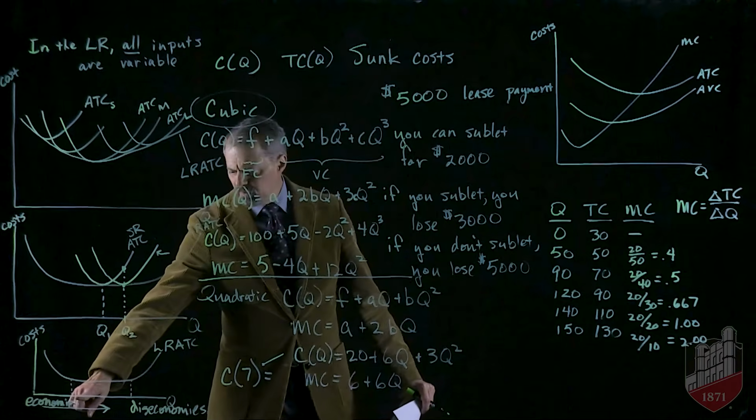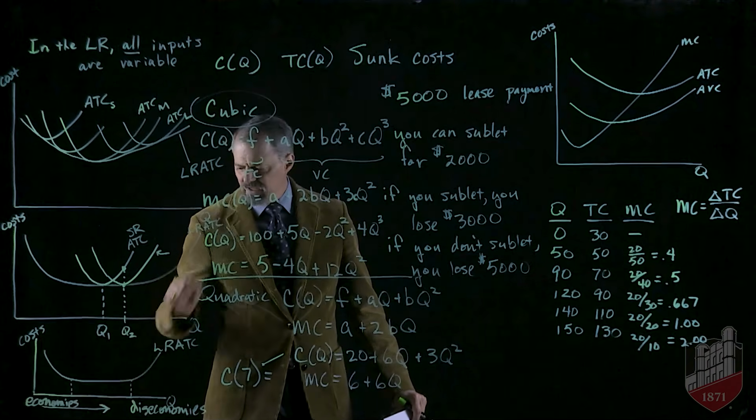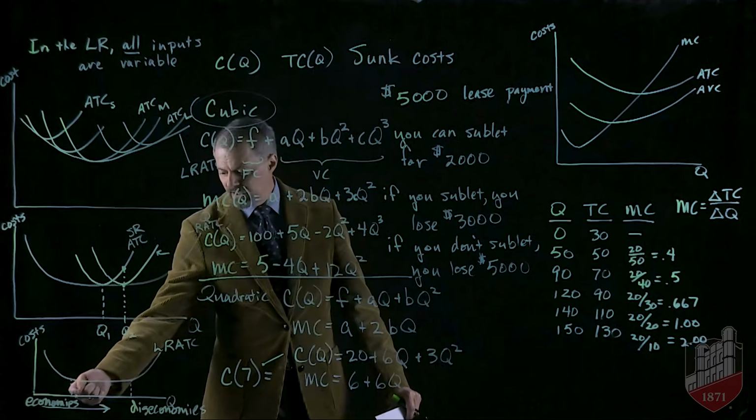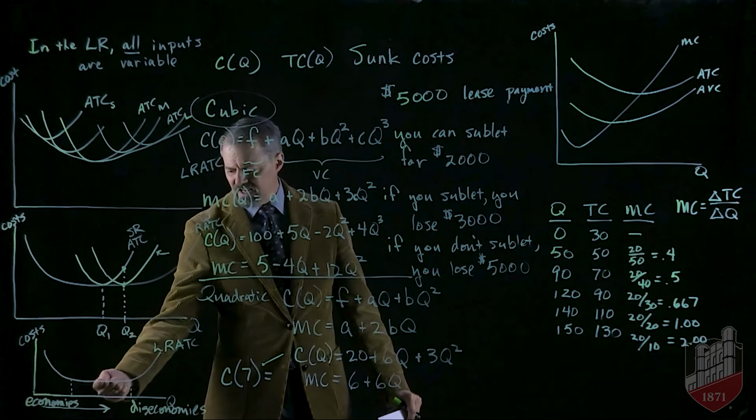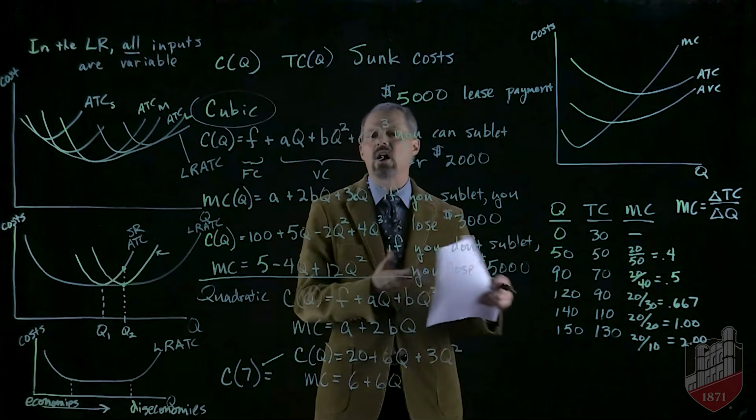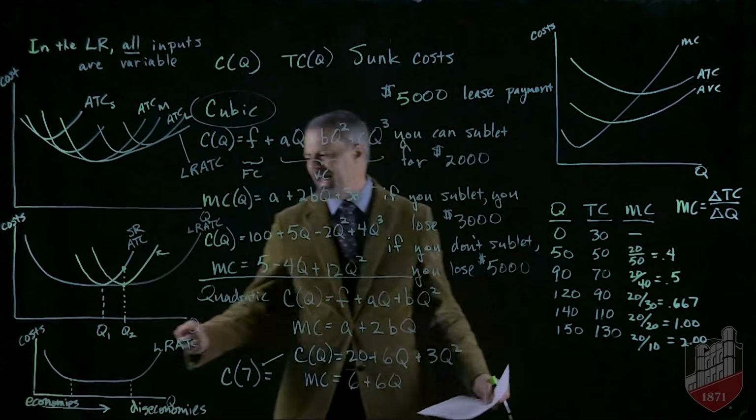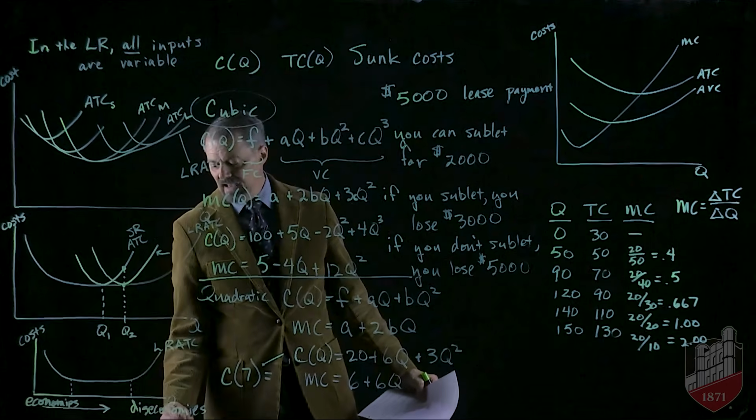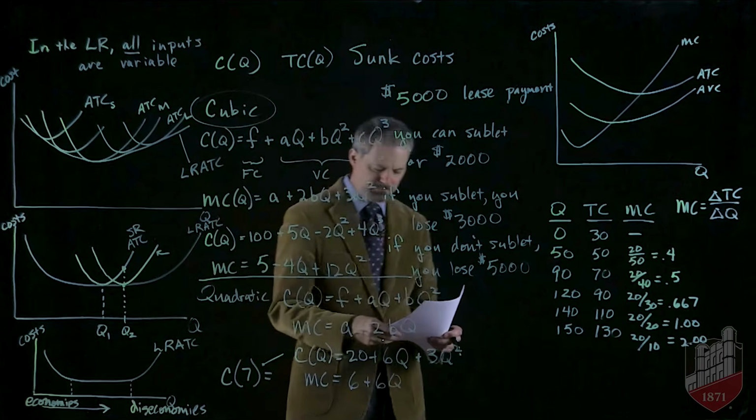And then this middle part, notice that your costs on average aren't doing anything. As we increase output, they're just staying constant. We just call that constant returns to scale. It's not caused by anything. It's just the lack of economies of scale and the lack of diseconomies of scale.